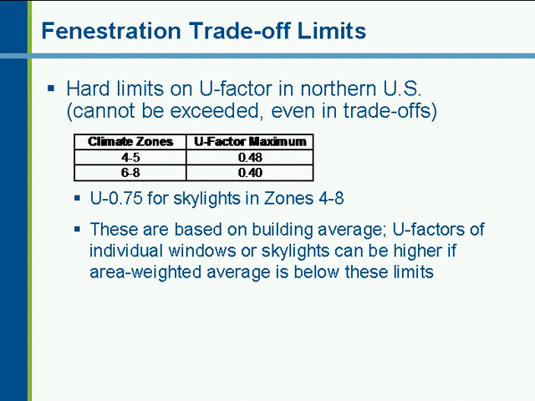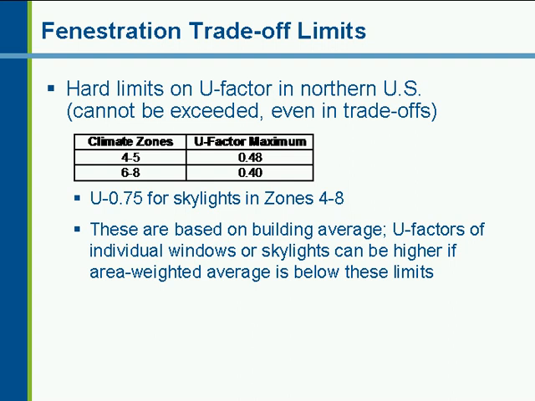Trade-off limits. Fenestration, both U-factor and solar heat gain coefficient, are subject to trade-off limits. They are prescriptive requirements, which means typically they can be traded off against other building elements, but there are limits to how far you can trade them.